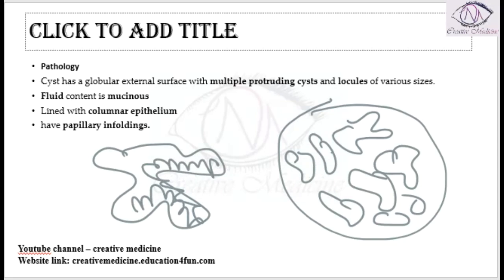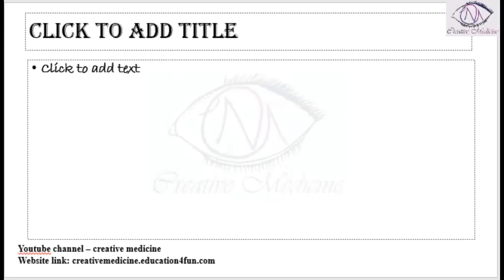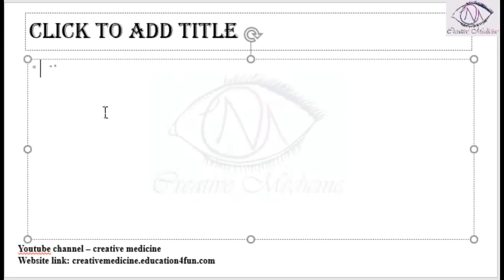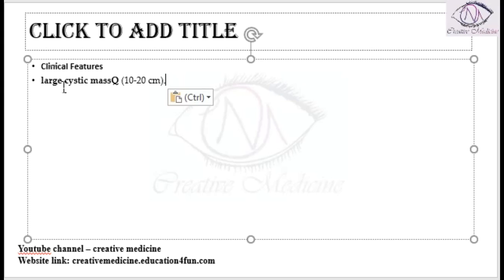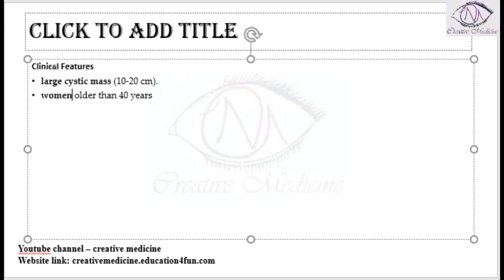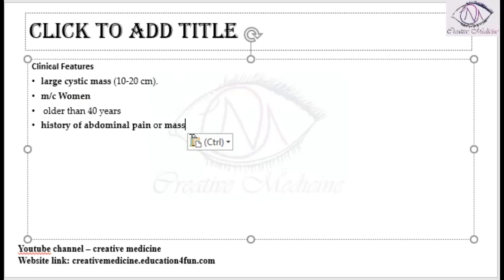Next, clinical features. A patient with cystadenoma mainly presents with a large cystic mass, around 10 to 20 centimeters in size. As already said, it is more commonly seen in women, and it occurs after 40 years of age. In the majority of patients, there is a history of abdominal pain and an abdominal mass.